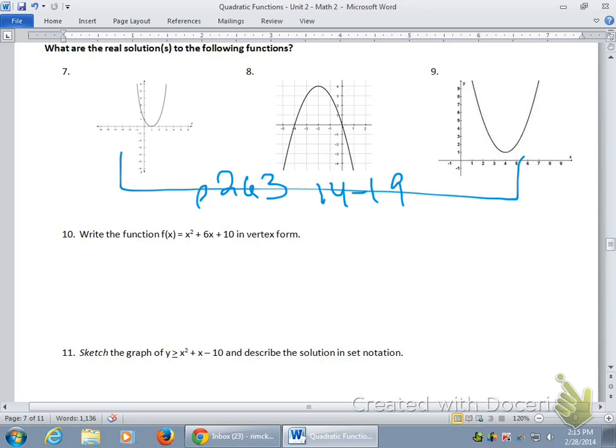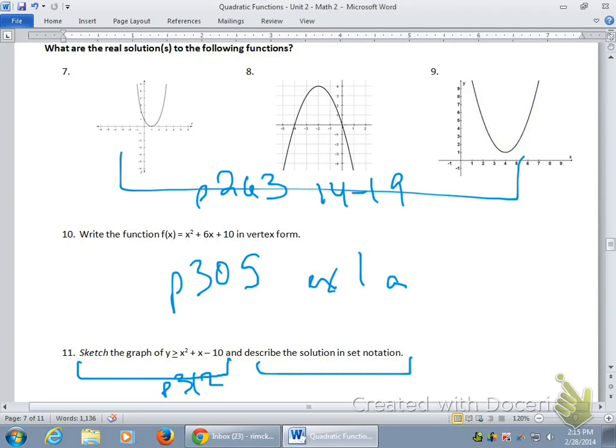Best place to look for help on number 10 is going to be page 305. Example 1 is the best place to look. It's actually 1A is the easiest. Remember, there were 2 parts to this last one. So this first part on number 11, page 312 is the best place to look for that. And then the second part, you're really looking for 313, example 2, and example 3.